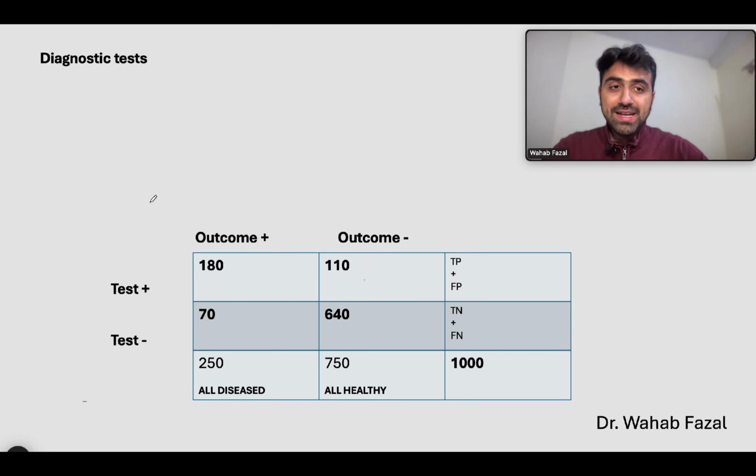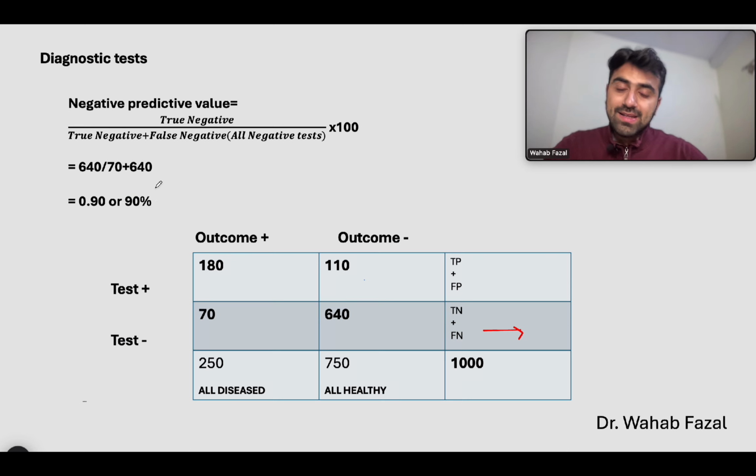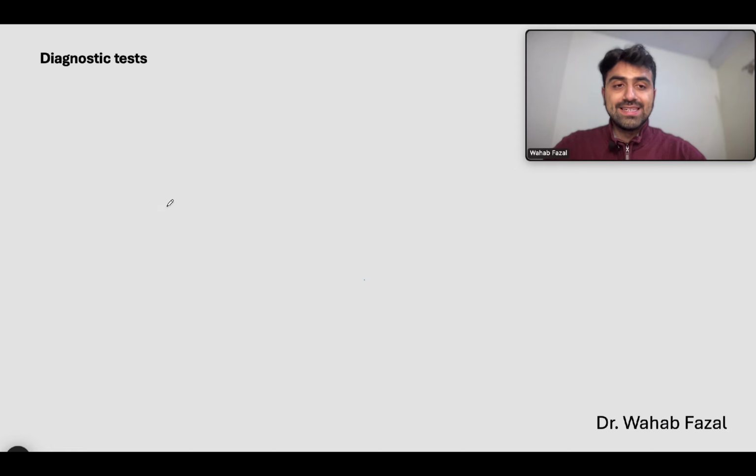Similarly, for negative predictive value, you have 2 N's in the denominator. So true negative over true negative plus false negative. Just use this: true negative over true negative plus false negative. 640 plus 70 comes up to be, I think, 710. So 640 over 710 comes up to be around 90%. So this is the negative predictive value of this test.